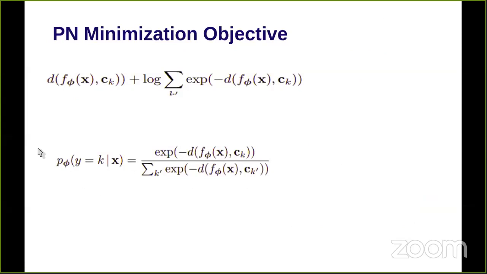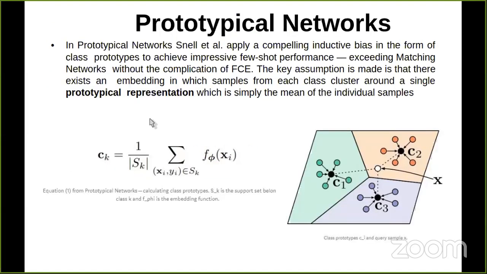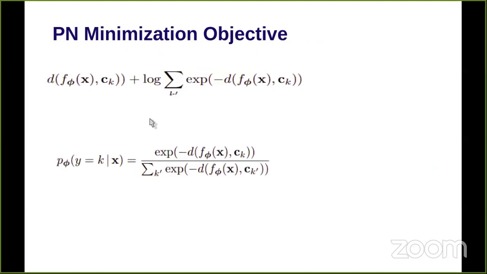I pruned that out for better explanation. The function is somewhat complicated in the paper, so I pruned it just for explanation. This is our minimization objective. What this function is doing is basically a negative log probability that we want to minimize.